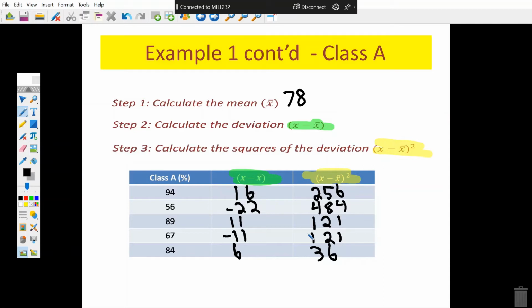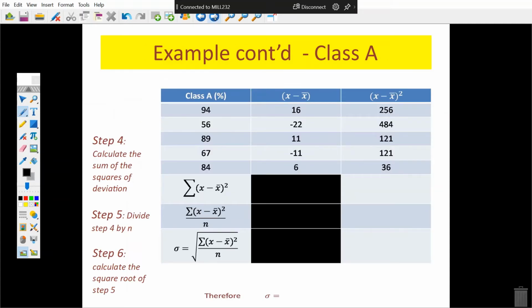Okay, now the numbers are on the next slide anyways. So once again, we calculated the mean, we subtracted to get the deviation from the mean, we squared those numbers. Step 4 is to calculate the sum of the squares. So that's, remember right here, the sum. So what we're going to do is add this column up right here. So let's add those numbers up.